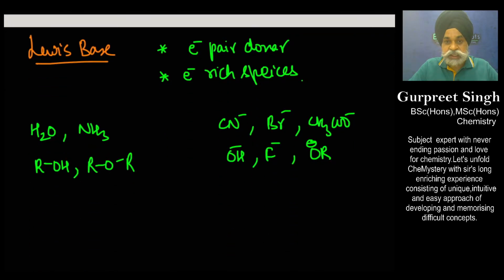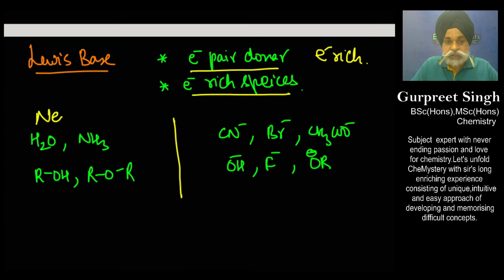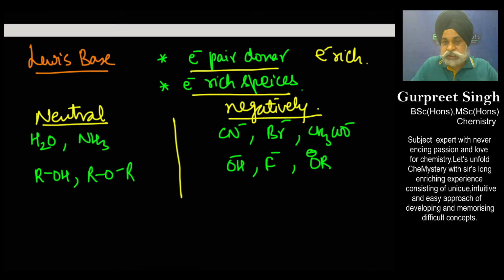Moving on, let me hurriedly tell you what a Lewis base is. A Lewis base is anything which is electron rich. It is an electron rich species, or an electron pair donor. This can also be tabulated in 2 ways: one, neutral Lewis base, and another, negatively charged. The simple viewpoint here is that any species having a lone pair can act as a Lewis base, and any species having a negative charge can act as a Lewis base.